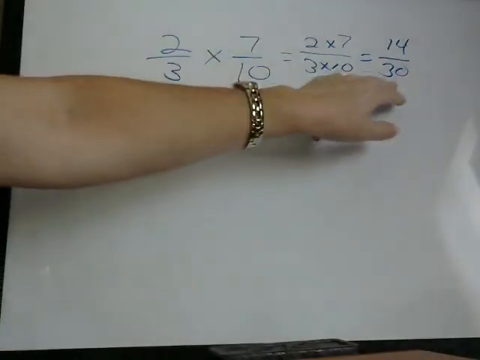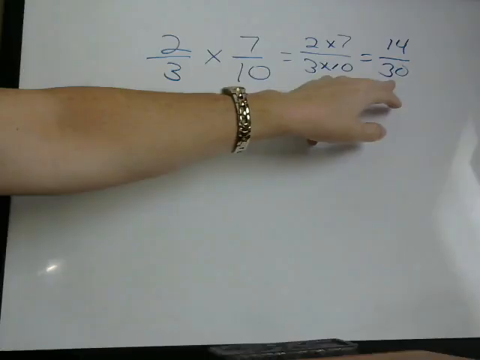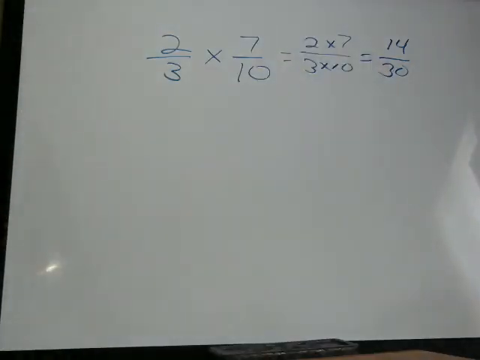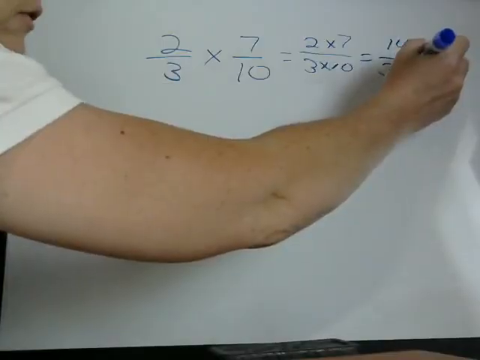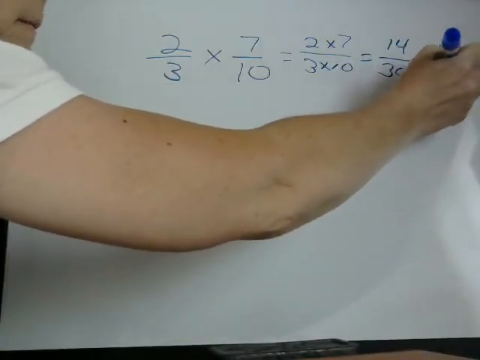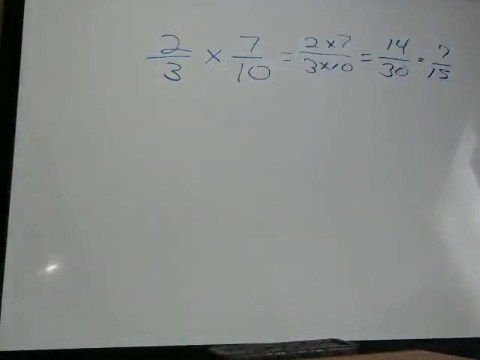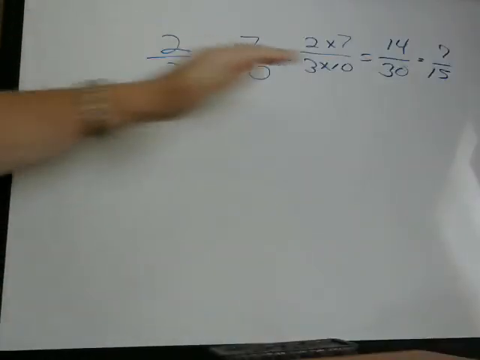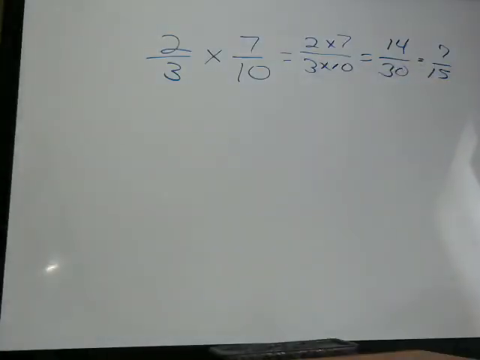Now you can see that our answer is not in lowest terms. And if you don't know what lowest terms means, you should watch the video on Facebook. So now we have to translate that to lowest terms. We can see that both the numerator and the denominator can be divided by 2. So 14 divided by 2 is 7, 30 divided by 2 is 15. So our final answer is going to be 7/15 in lowest terms. So that's one way to do it, is multiply straight across and then put your answer in lowest terms.